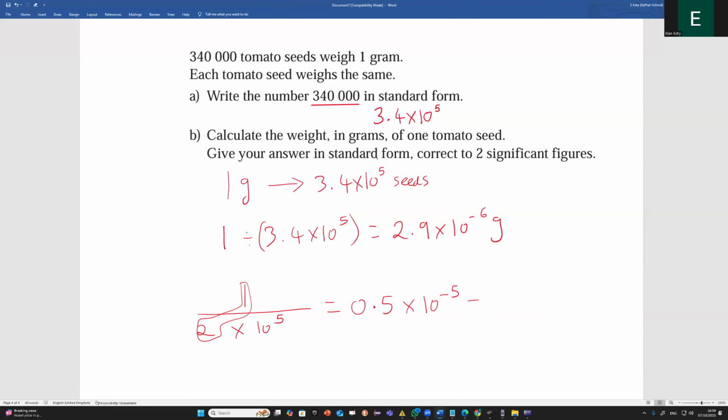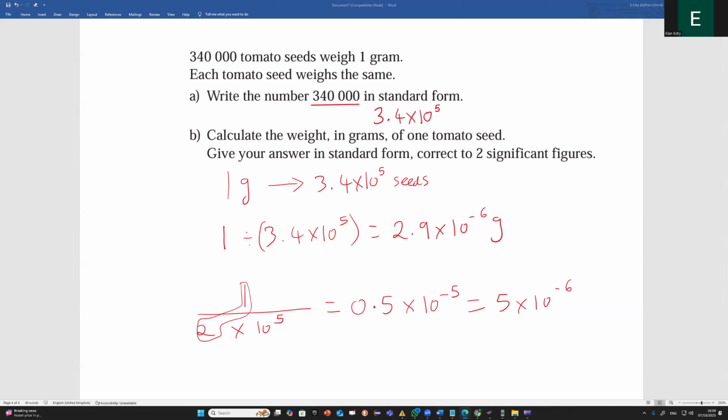And then what would that be in standard form? That would be 0.5 times 10 to the minus 6, so 5 times 10 to the minus 6. That's great. Lovely.